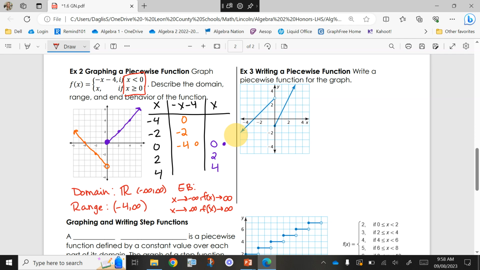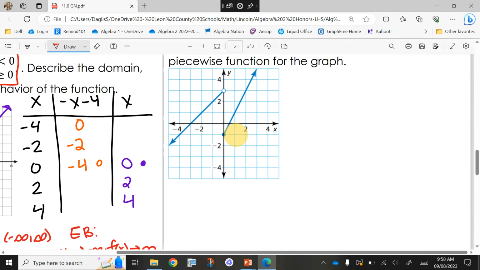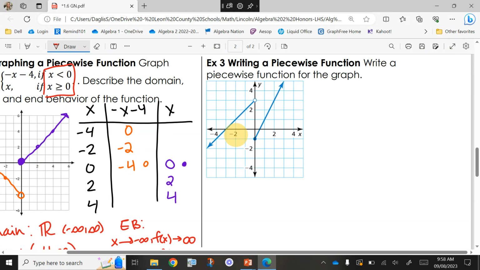So our example 3 goes now into writing a piecewise function. So now I have the graph. It wants me to write the function. Okay. So what I recognize is what 2 kinds of functions are in this piecewise function. Are they quadratics? Are they cubics? Are they lines? What do I have going on? Is it a point? I have 2 lines going on. So I know both of them are going to be written as mx plus b.